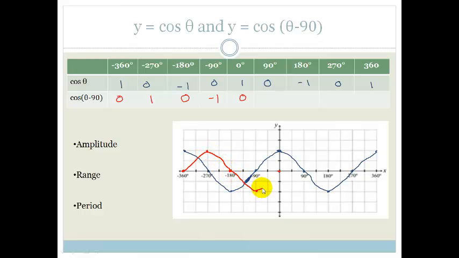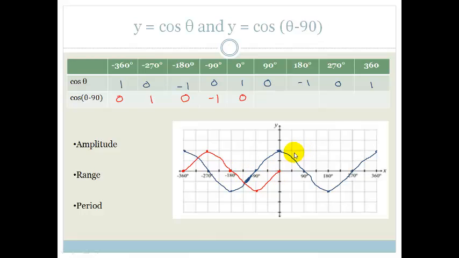do you see that this graph is moving over? Where I'd normally be at minus 360, I'm now at minus 270. Where I'm normally at minus 270, I'm now at minus 180. Where I'm normally at minus 90, I'm now going to be at 0.